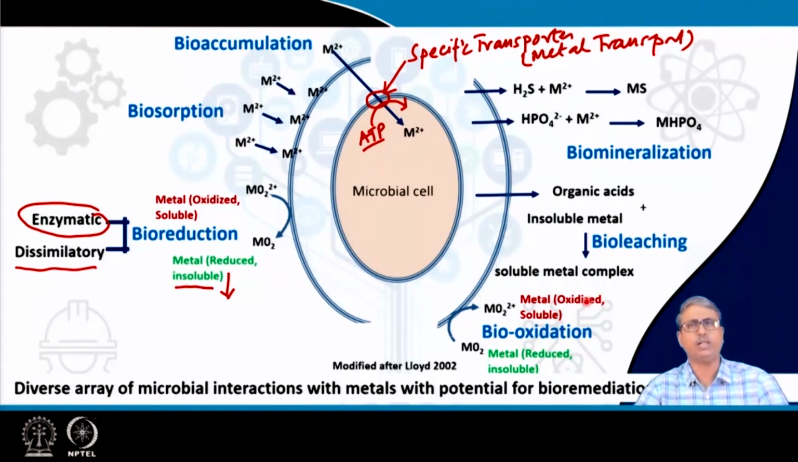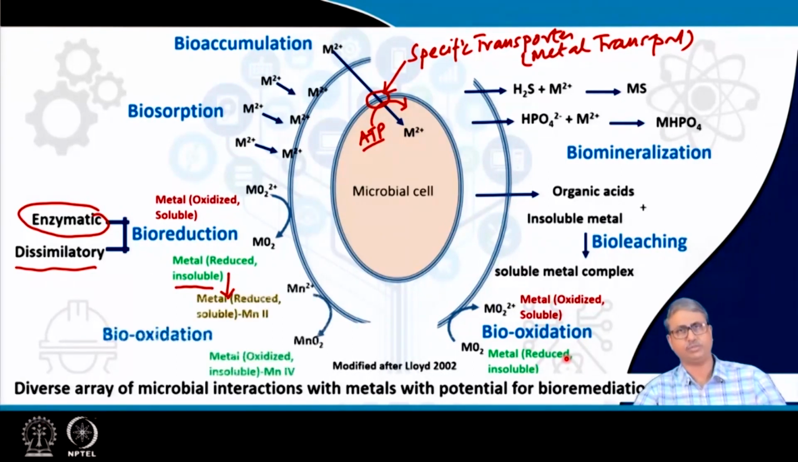So, often if we want to flush out, or recover, or remove the metals from the sediment or the soil or other environments, we can use this bio-oxidation or the organic acid mediated bioleaching process, where the metals will be solubilized and mobilized, or removed from the solution or the sediment, and then they can be precipitated by some other means and recovered and reused.